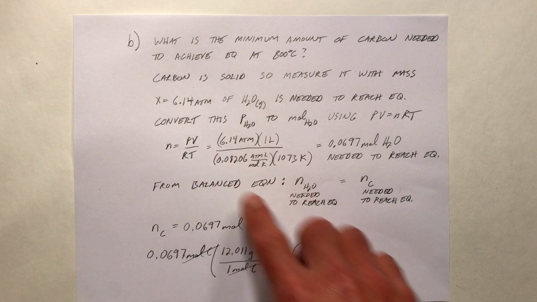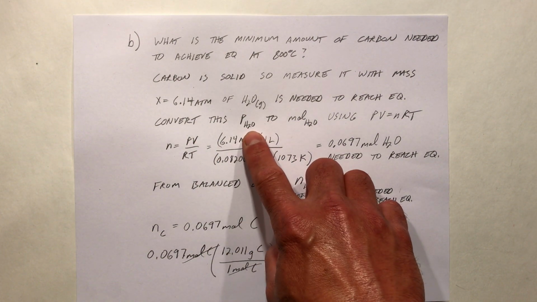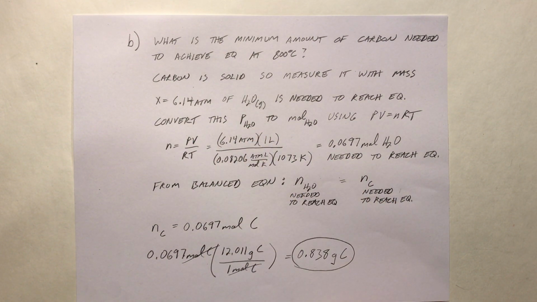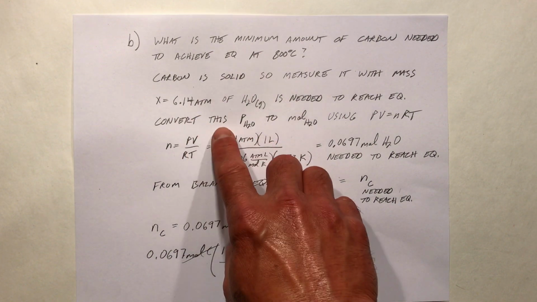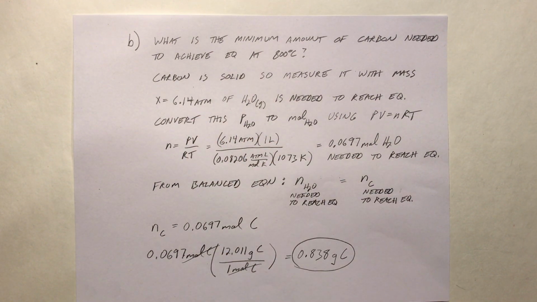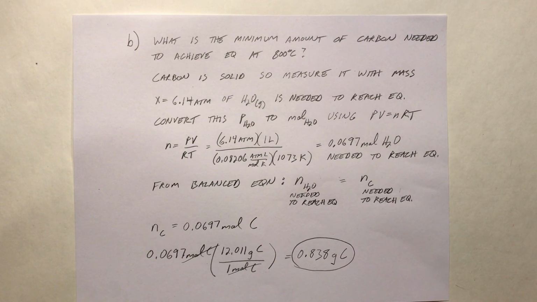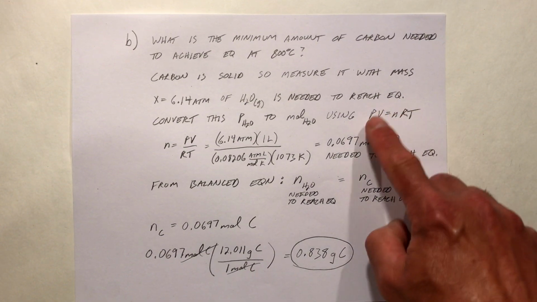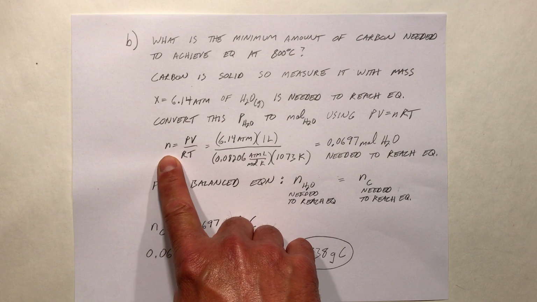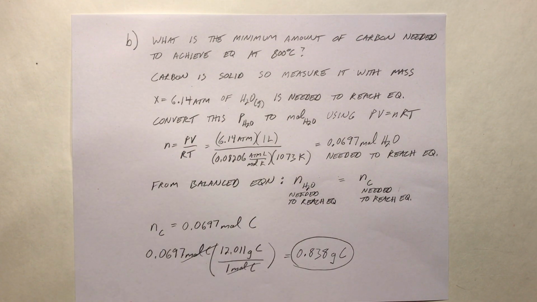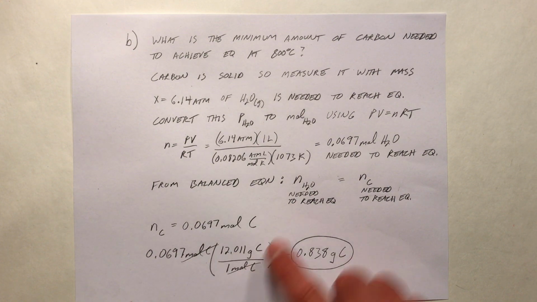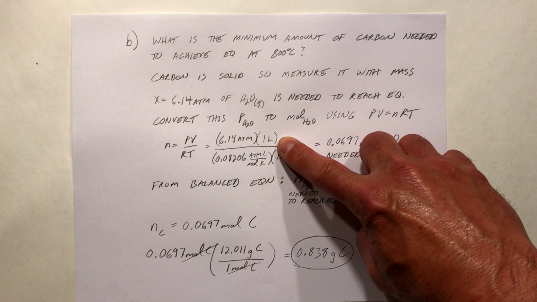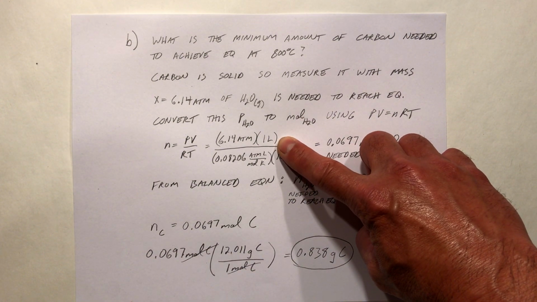So let's convert that partial pressure of water, 6.14 atmospheres, to moles of water using PV equals nRT. Rearrange PV equals nRT and solve for n. It's equal to PV over RT. Plug in the partial pressure of the water, 6.14 atmospheres. The volume of the container is equal to the volume of any gas in the container, so 1 liter.